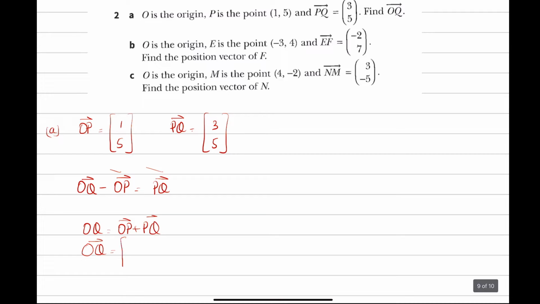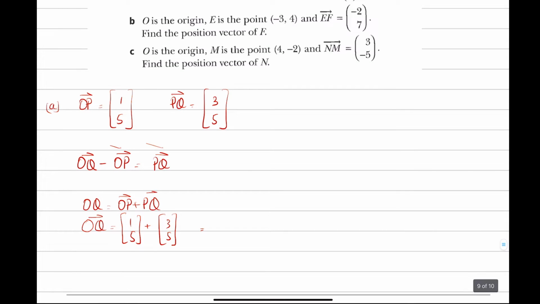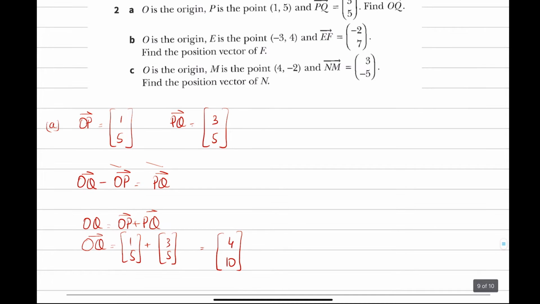So OP we have, it's 1, 5. We have PQ, which is 3, 5. Now all I have to do is add the two. So 1 plus 3 is 4, 5 plus 5 is 10, and there you go. That's OQ. Okay, pretty easy.